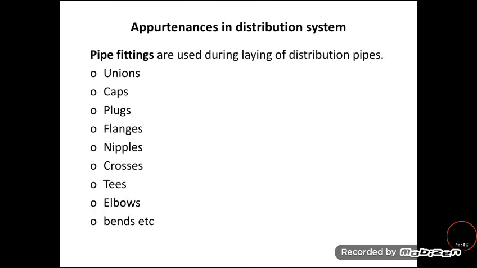And this is the list of pipe fittings which are used during the laying of distribution pipes, for connecting the pipes in various directions and for the required flow. So for the proper functioning of the distribution system, these are the things which are required in the laying of distribution pipes.